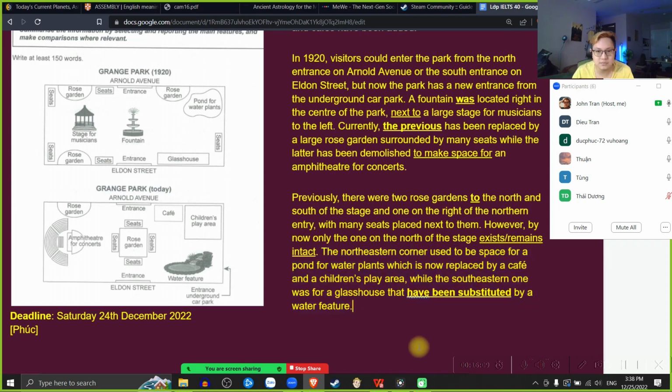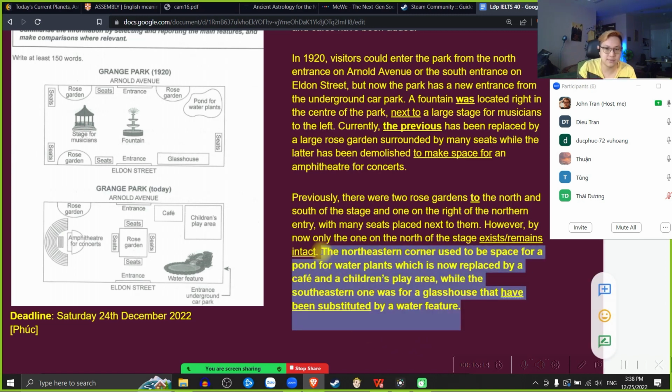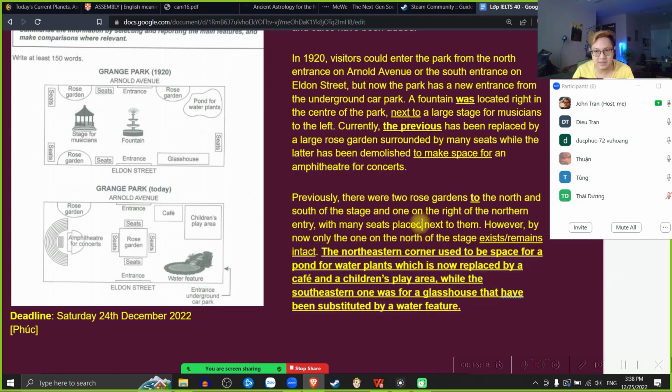So đó, đây là một cách. This is a way to make it sound much more logical and easier to understand, okay? Cái bài thực sự không hề dễ lắm đâu. It's not that easy in this one.